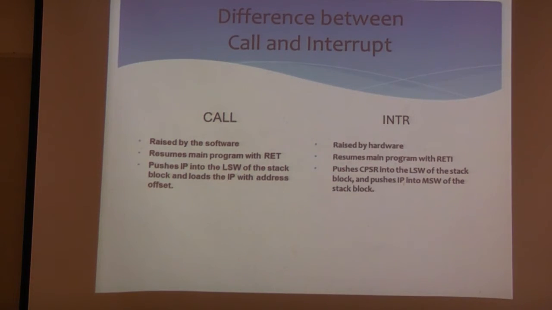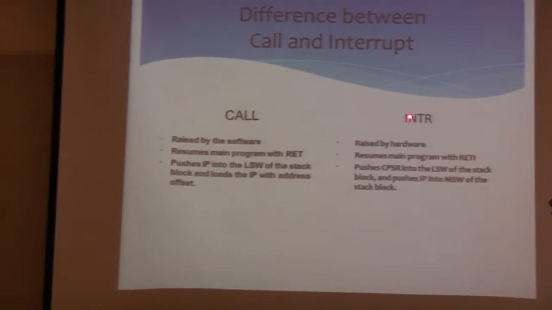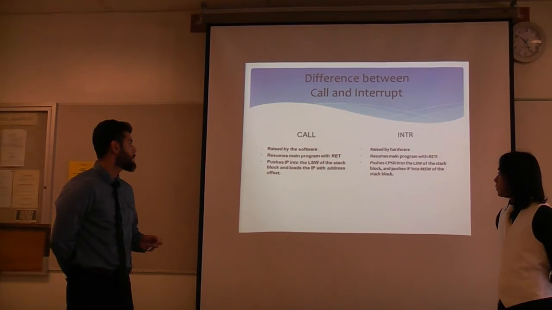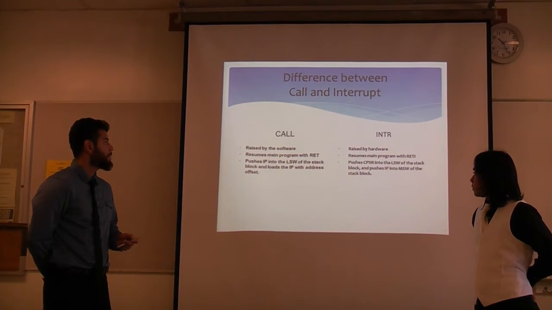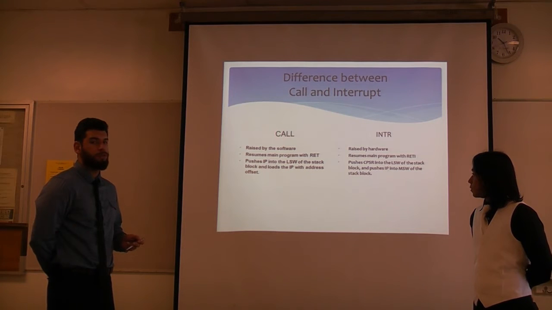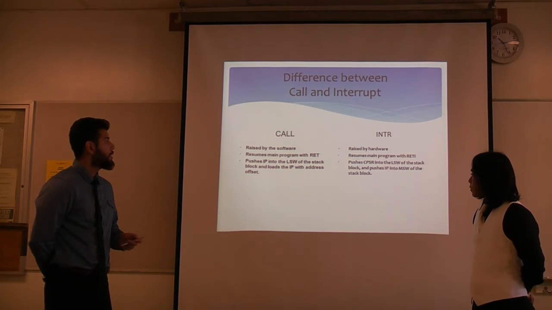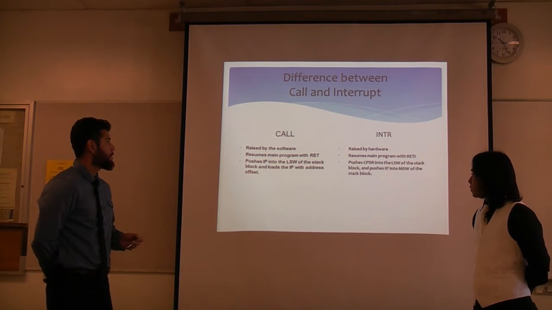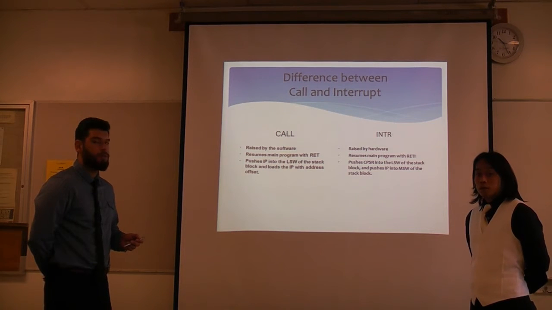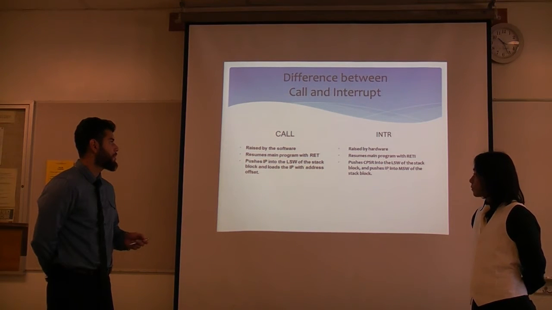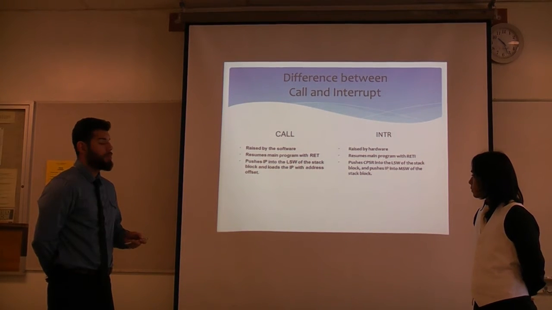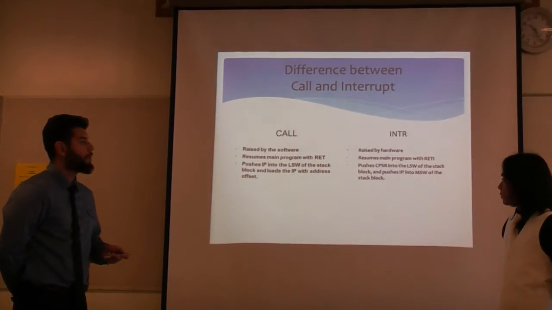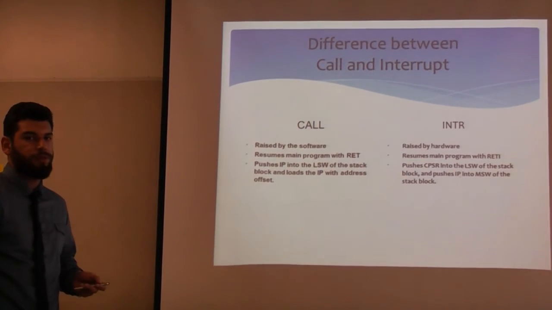So the call instruction and the interrupt instruction are very similar. The difference between the call and the interrupt, though, is that the call does not push the flags onto the memory. Instead, on the least significant word of memory, the call instruction saves IP, whereas with the interrupt, the IP is stored in the most significant word, and the flags are pushed onto the least significant word.